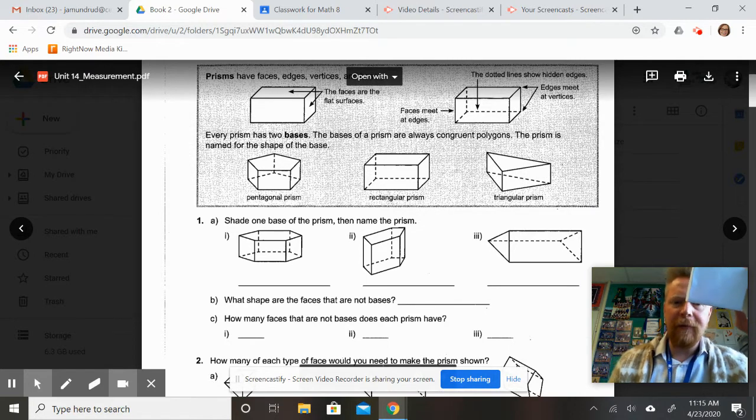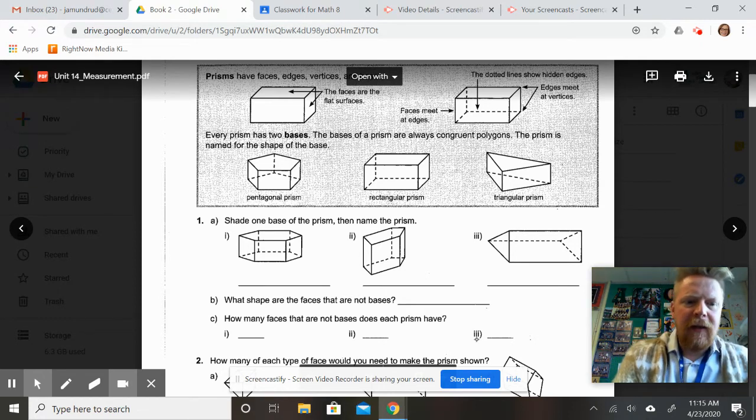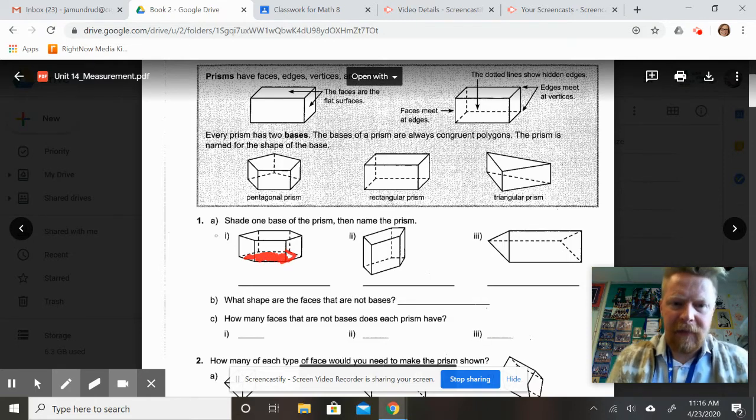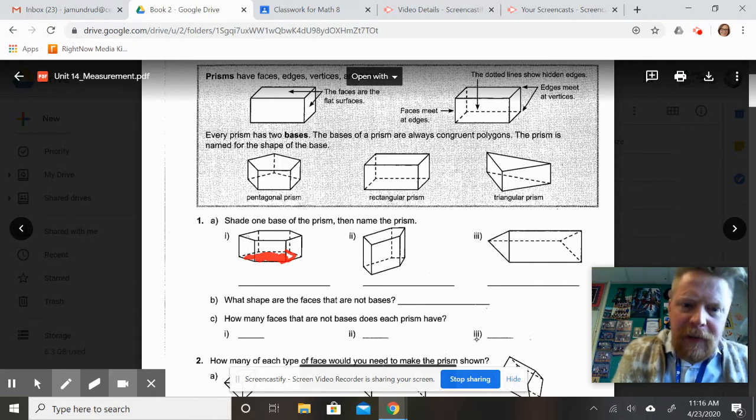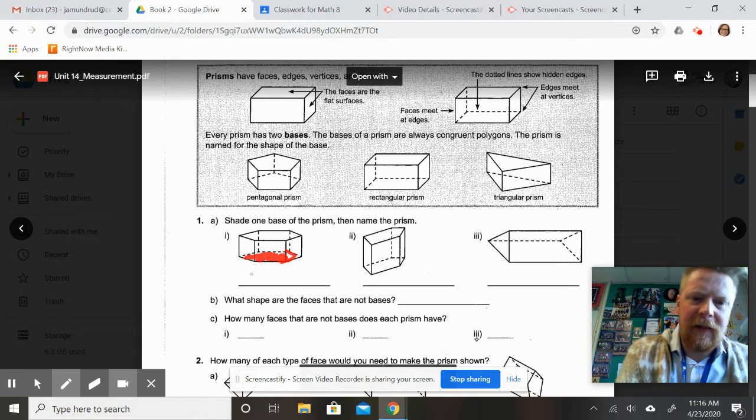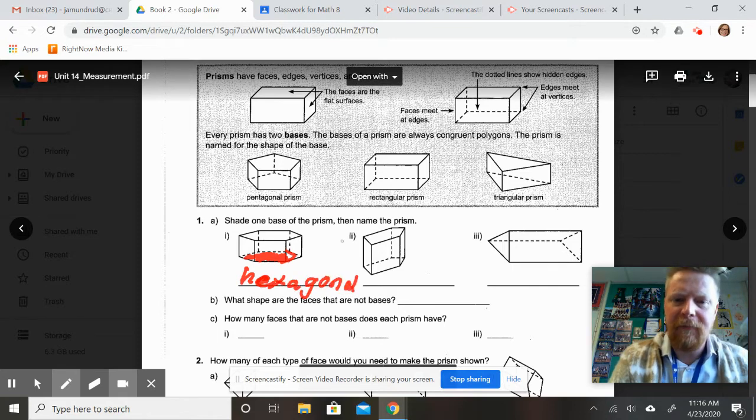Let's check out number 1. Number 1 says, shade one base of the prism and then name the prism. So you're going to take your pen and shade in the base, and we'll name it. That one here has how many sides? 1, 2, 3, 4, 5, 6 sides on it. So that's going to be a hexagonal prism.